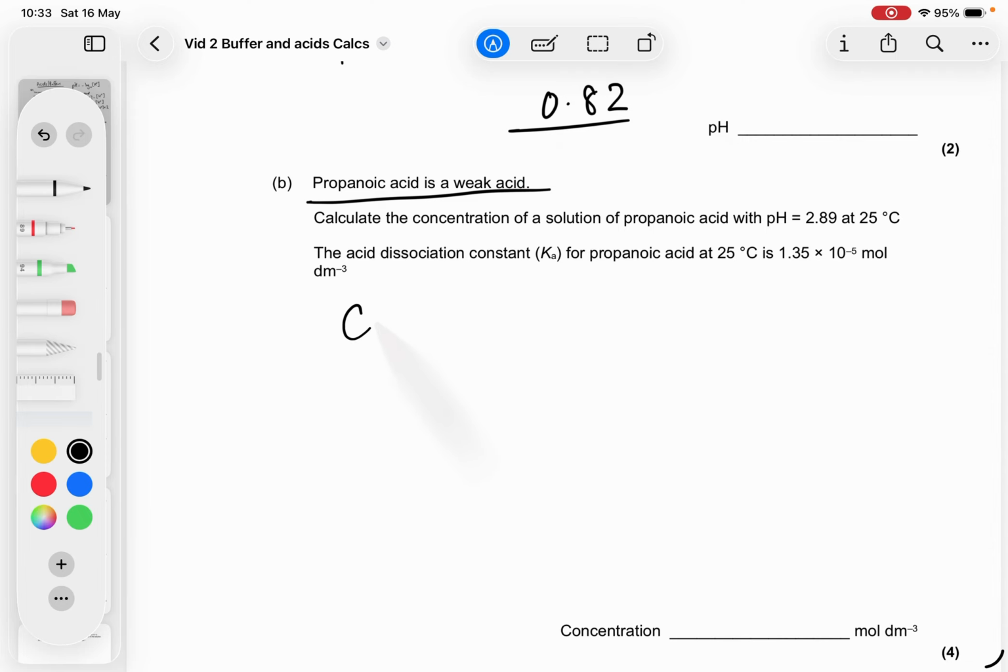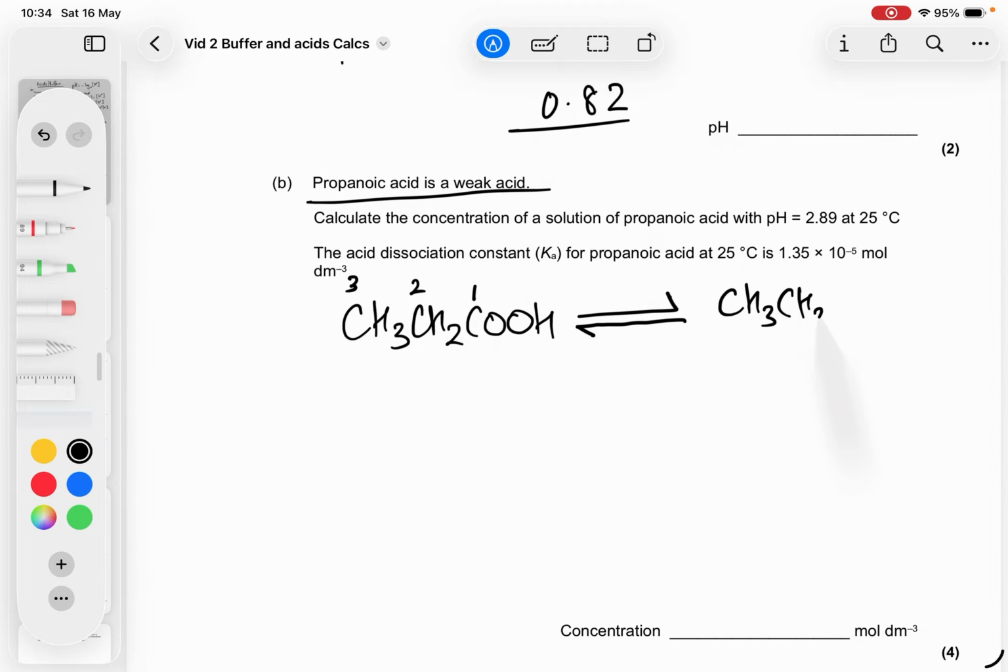Propanoic acid is a weak acid. So propanoic acid has 3 carbons, 1, 2, 3. So make sure you can draw structures of acids. If any confusion, go back to the carboxylic acids topic for that. It's a weak acid, so you've got to show the arrows, and then it dissociates as that. Ka, so let's write the expression.